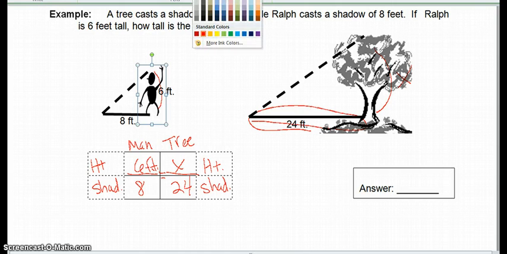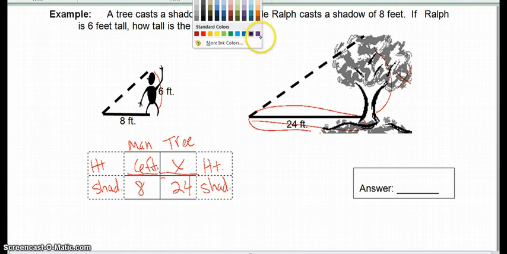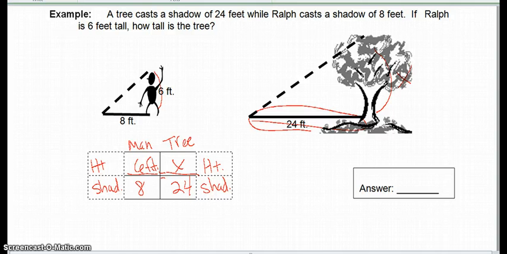Okay? Looking at that, we can decide whether we want to use scale factors or cross products. In this case, if I look from 8 to 24, you think about that you would be multiplying by 3. So you can do the same thing. How do you get from 6 to x? Times by 3. So 6 times 3 would give you 18 feet.